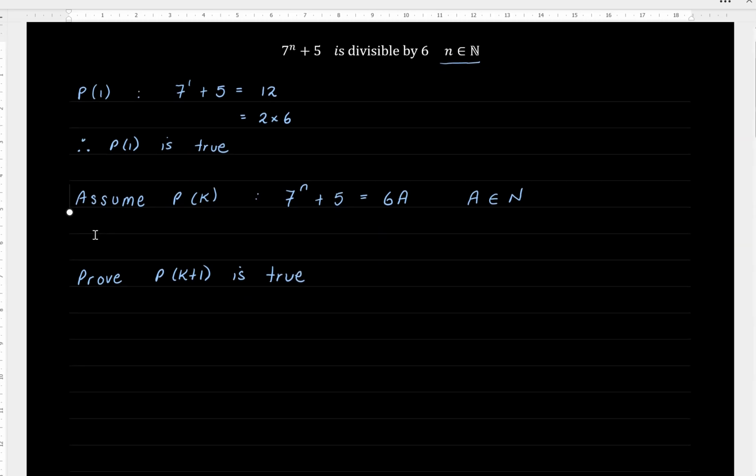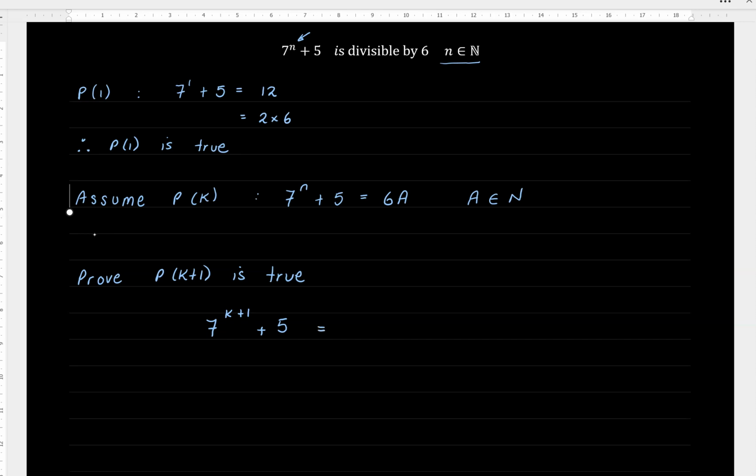So this time we don't sort of write Pk and then the k plus first term, right? We are just going to substitute k plus 1 into our original statement. So we've got 7 to the k plus 1 plus 5, and what we want to do is try and prove that this will be 6 times something. And once again, we have to use Pk.